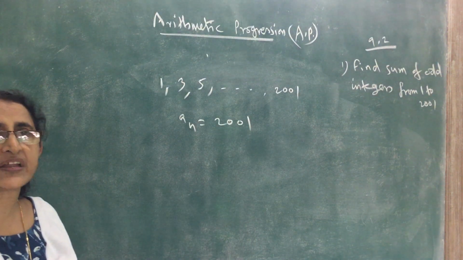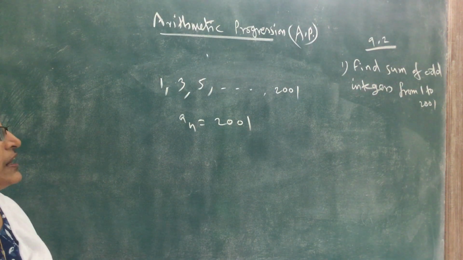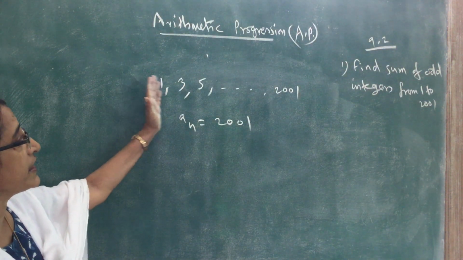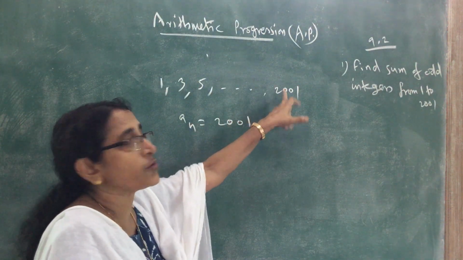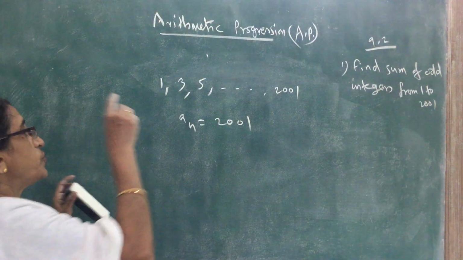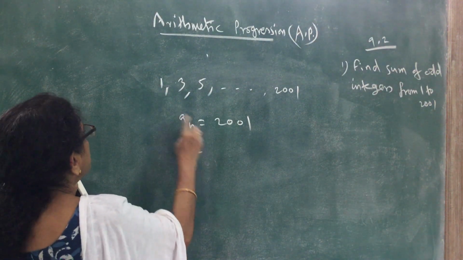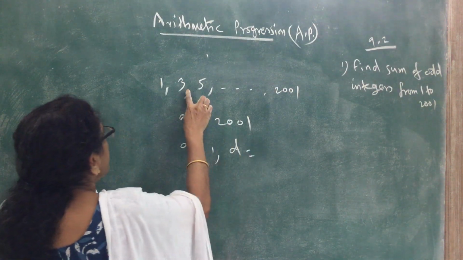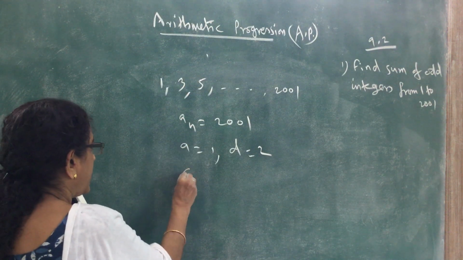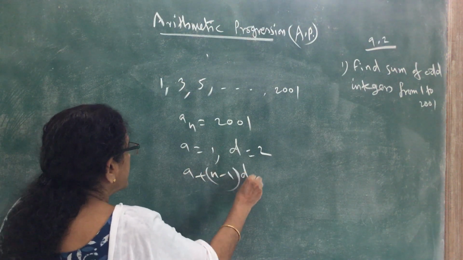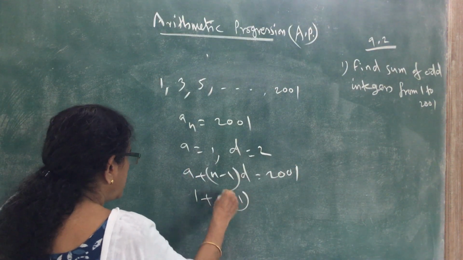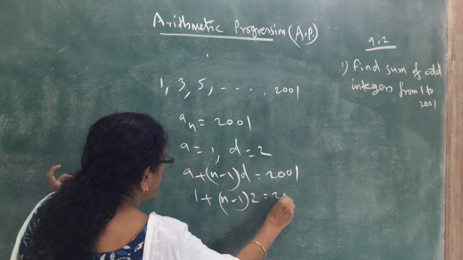Because directly we cannot find, we want to find n, the number of terms, then only we can use the formula. So first we will find n. For that we consider there are n terms, so the nth term will be 2001, that is an equal to 2001. From that we will find n. So here a, first term, is 1. Common difference d, 3 minus 1 or 5 minus 3, is 2. Now we can apply in the formula an, a plus n minus 1 into d equal to 2001.